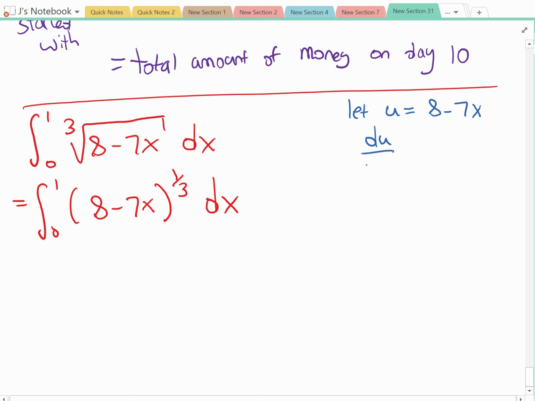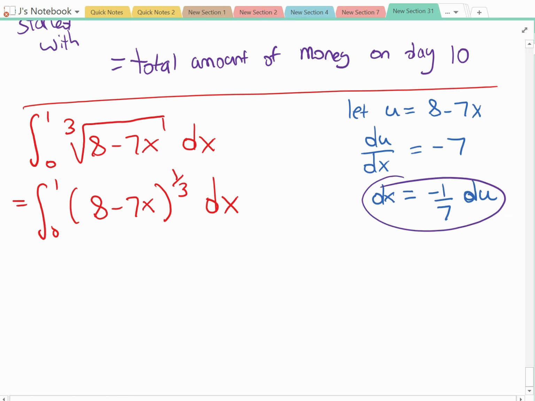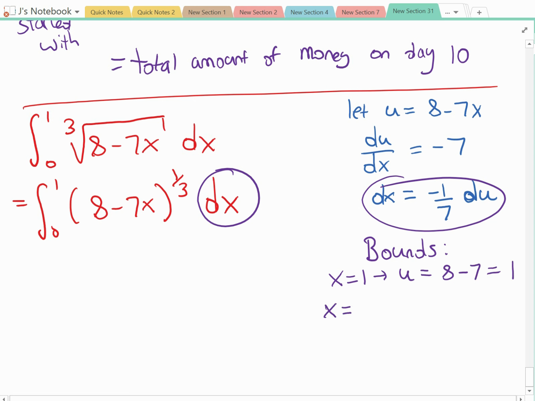So du by dx is equal to negative 7. So dx is equal to minus 1 over 7 times du. And that'll be what we substitute for dx. Our bounds have to change, or they should change. If x is equal to 1, then u is equal to 8 minus 7 times 1, so 8 minus 7, which is 1. So the top bound stays the same. The bottom bound, if x is 0, then u is equal to 8 minus 0, which is 8. So the integral changes its bounds from a lower bound of 0 to a lower bound of 8, and the upper bound of 1 is still an upper bound of 1.